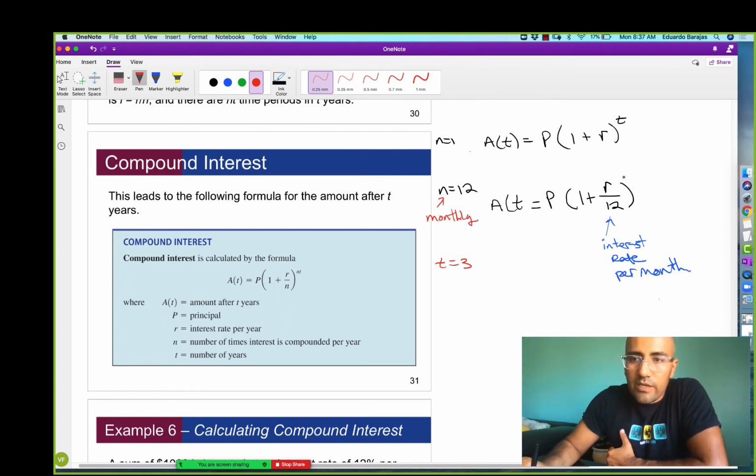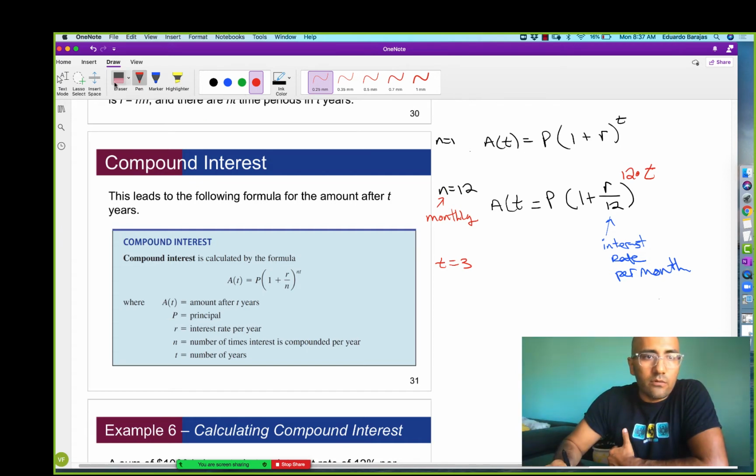So what we need to do here is to multiply this by 12 times t. 12 times t will tell you how many months, and now these things will match, right? So t is 3 years, that means there's 36 months. If t is 2 years, that means there's 24 months. And then that way these two things will match. We'll have a monthly rate, and then we'll have a time frame that matches this monthly rate, the number of months. So this would be the formula when n is equal to 12.